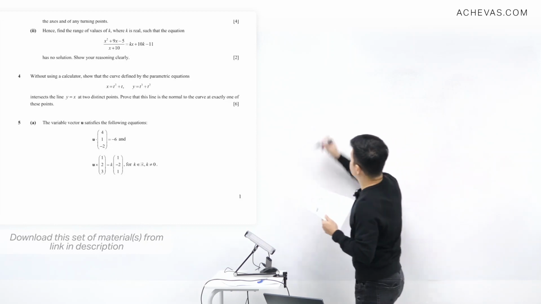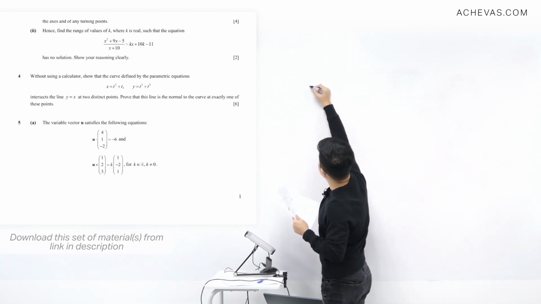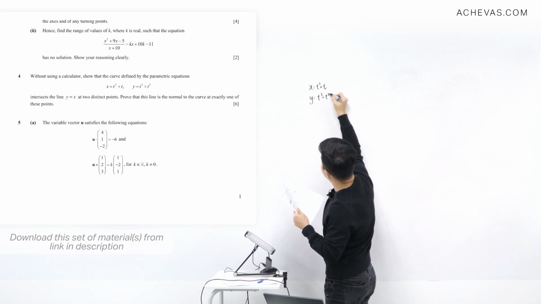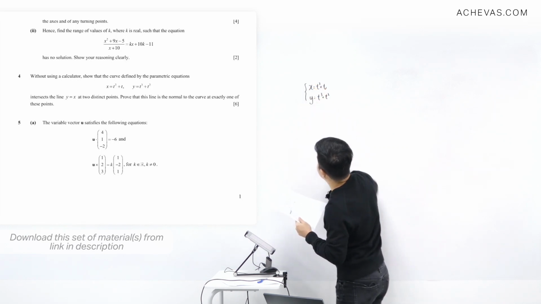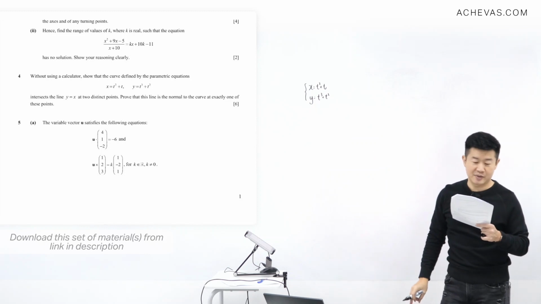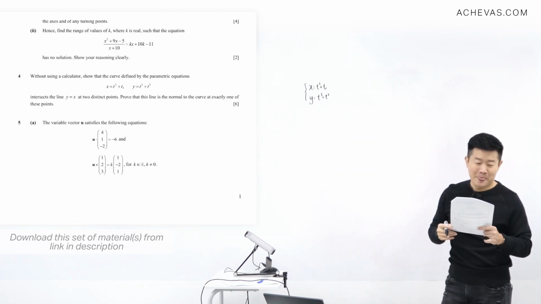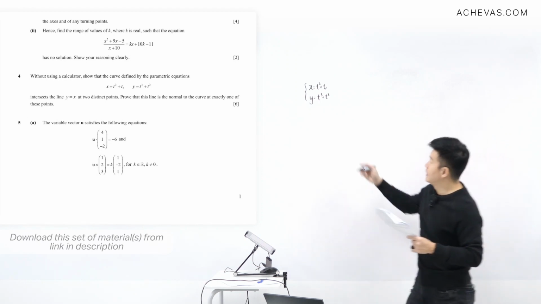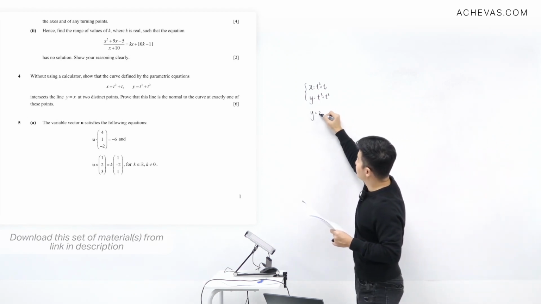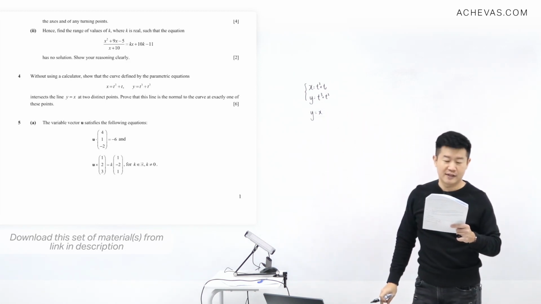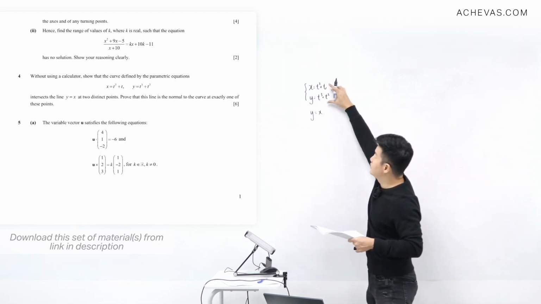So we have this, the parametric equation, x is equal to t squared plus t, and we have y is equal to t cubed plus t squared. This is for the curve, so these two equations will function at the same time. And we have another line. This line is the line y is equal to x. So we have a curve, we have a line, and we are going to be trying to discuss about the intersection between this curve and this line.